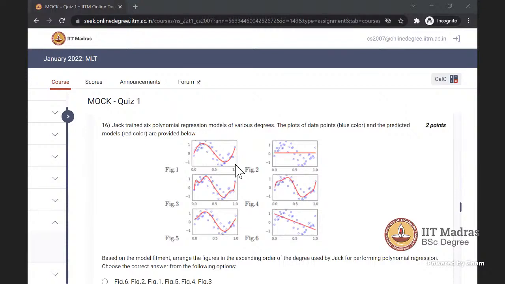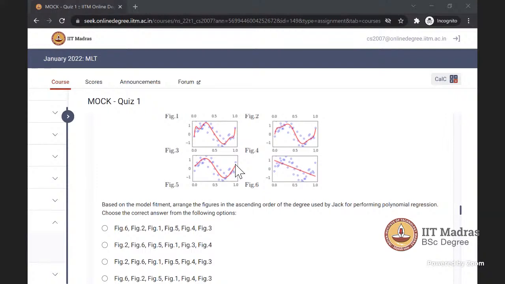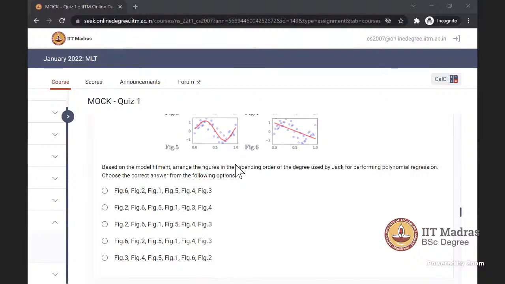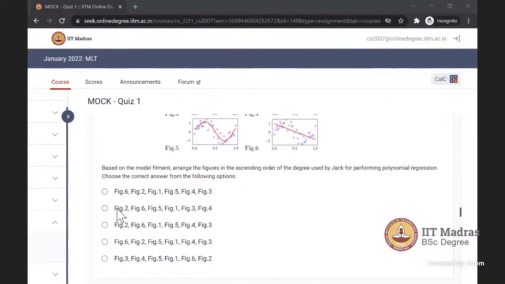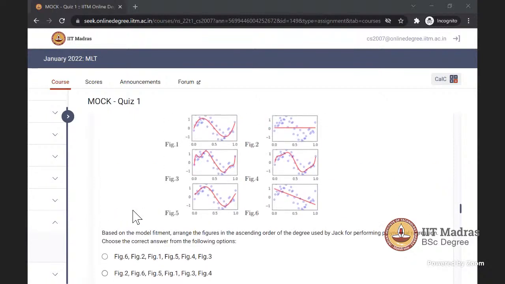So obviously figure 2 is the lowest degree, right? But the answer is marked with figure 6 as first. So obviously figure 2 should be the least degree. That is right. But the answer in the mock quiz puts figure 6 as first. Okay. So figure 2, figure 6. Just want to discuss that. So it should be figure 2. Yes, absolutely right. Figure 2 should be first.